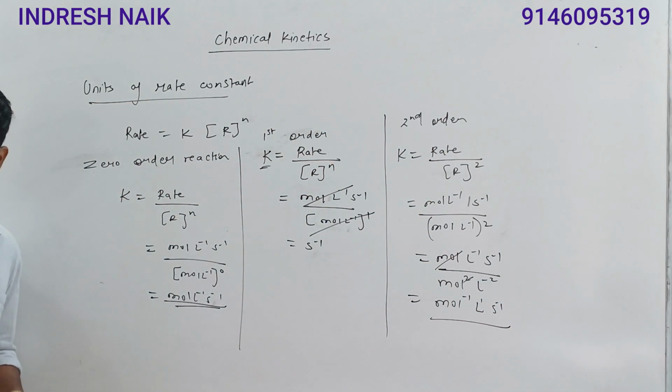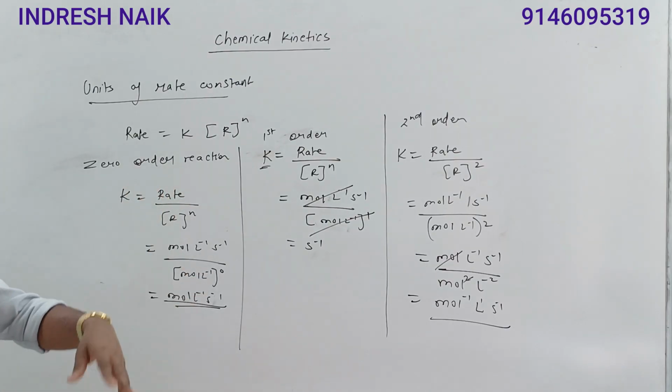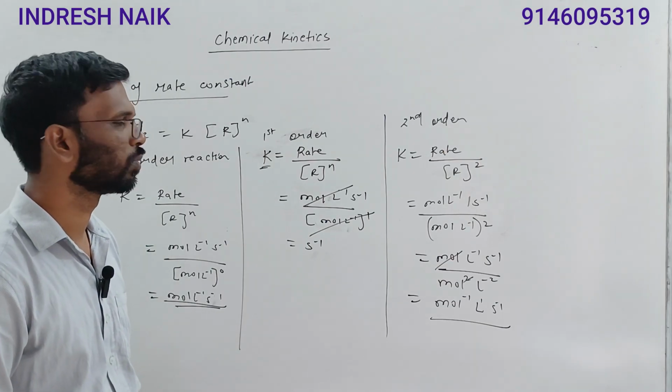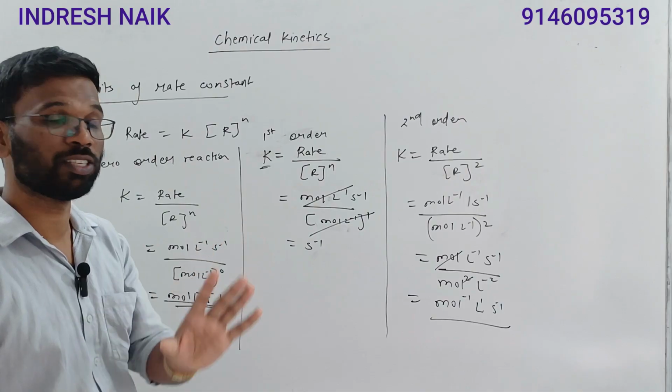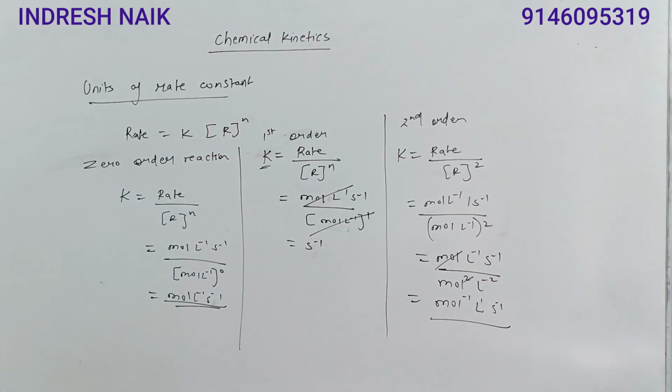This is how you can remember the units of the rate constant for zero, first, second and third order, and any number of them. But remember, the unit of the rate is always the same, that is moles per liter per second. The unit of the rate constant is going to vary.